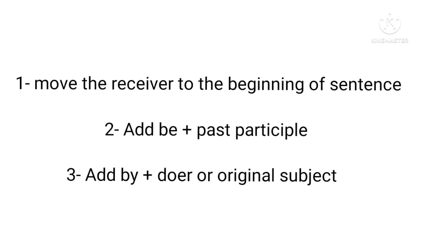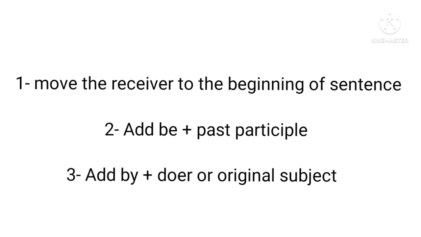Number two, add be. Add be and the past participle of the verb. Number three, add by. You add by plus doer. You may not know the meaning of doer here. What's the meaning of the doer? The doer is the subject, the person who is going to do or doing something. That is what we call the doer.